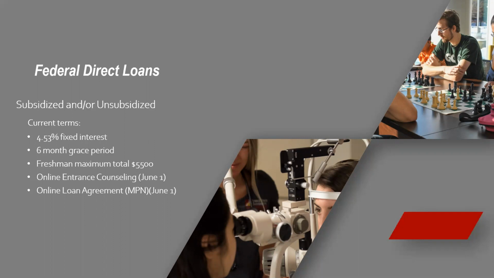If you have accepted a federal direct subsidized and/or unsubsidized loan, there are 2 online requirements that you will need to complete: direct loan entrance counseling and an online loan agreement or master promissory note. To complete these loan requirements, you will log into studentaid.gov. Please note that you may complete these requirements right away, but they will not show as satisfied in the missing requirements section of MyFSU until on or about June 1st.